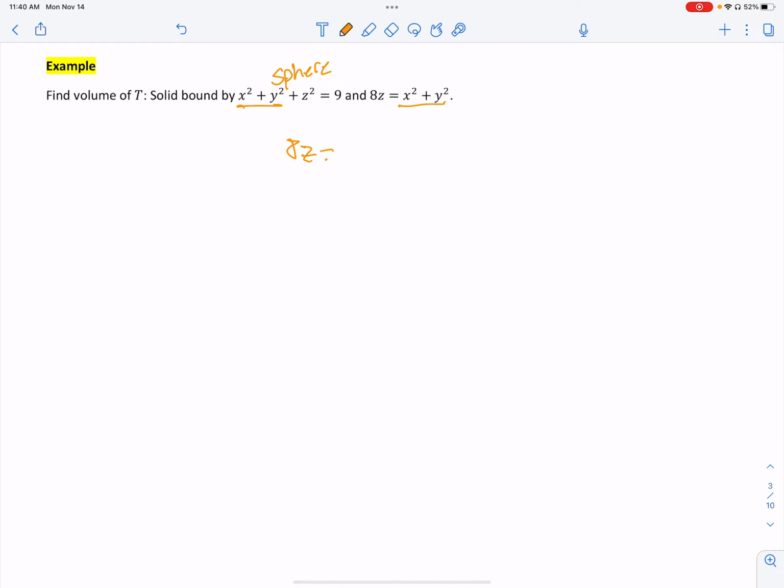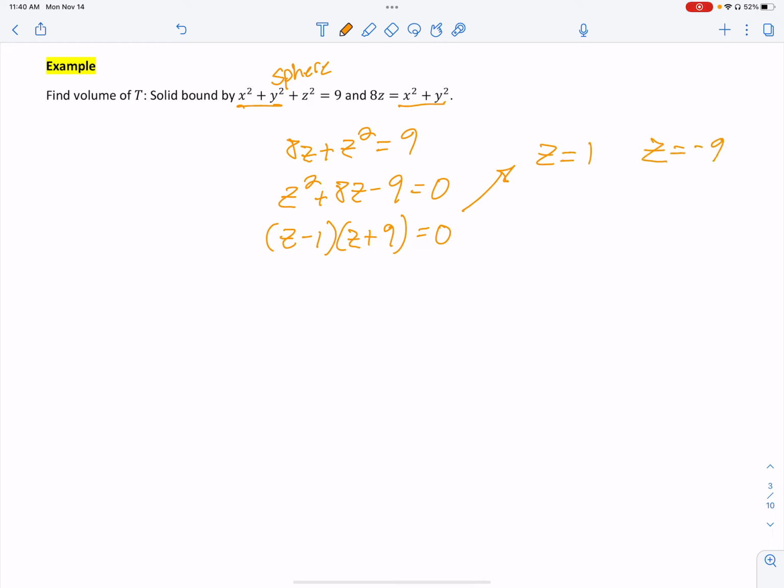I get 8z plus z squared equals 9. If I shuffle all that around and subtract the 9 over, I get that. This factors. I'm not going to spend video time factoring it. It is z minus 1 and z plus 9. All right, that spits out two values, z equals 1 and z equals negative 9. Now, in this case, it doesn't make sense to call it negative 9, and the reason being, think about plugging it into here.